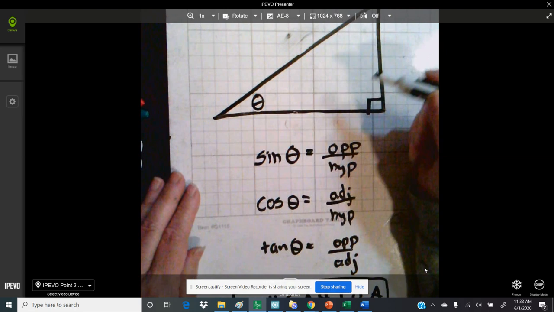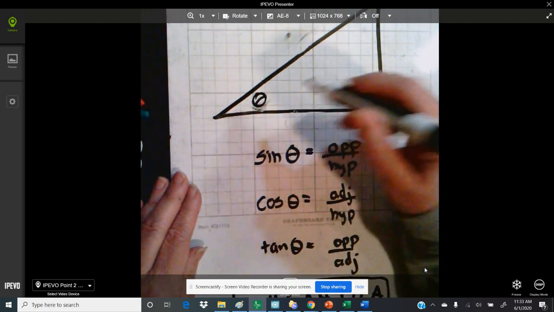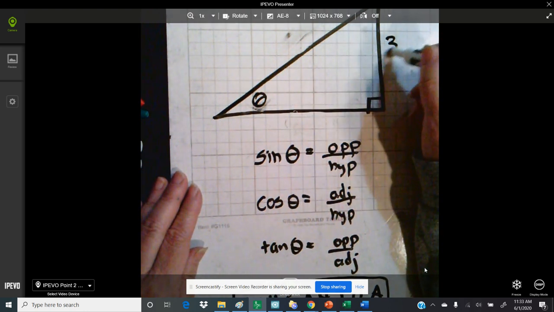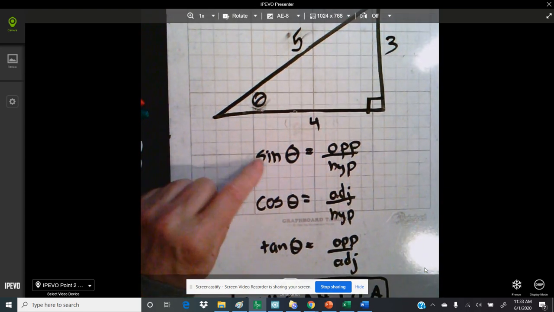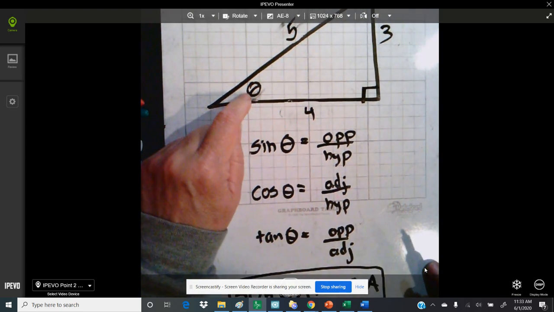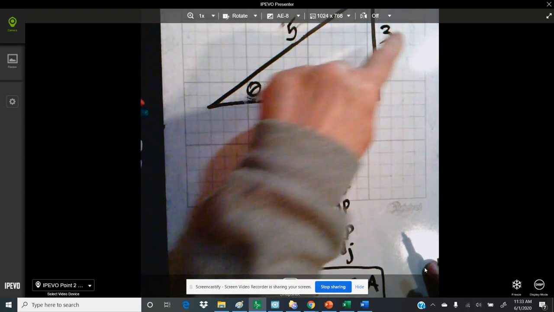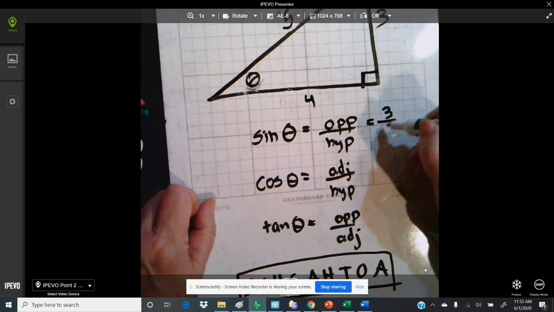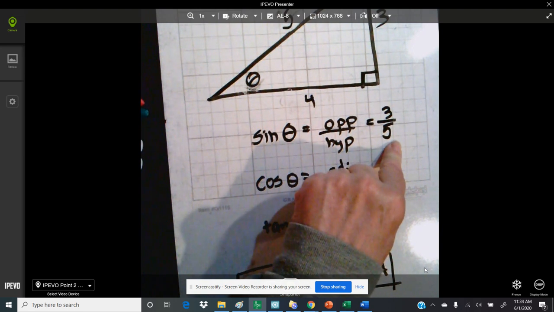So let's say that I knew that this angle, well, this is the angle here. And let's say I knew this was, we'll say, a 3-4-5 triangle. All right, so if I said, what is the sine of this angle? Well, the sine is the opposite over the hypotenuse. So the opposite is 3 and the hypotenuse is 5. So the sine would be 3 over 5.